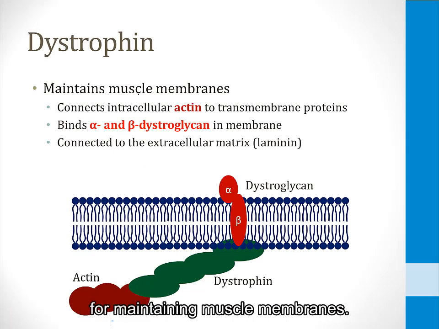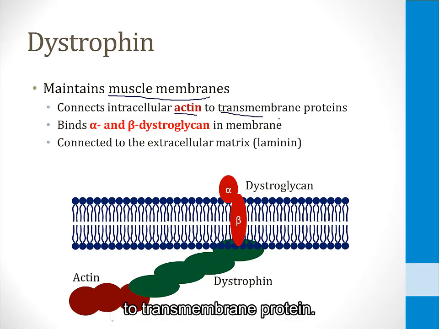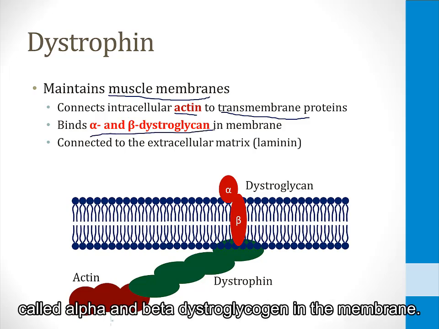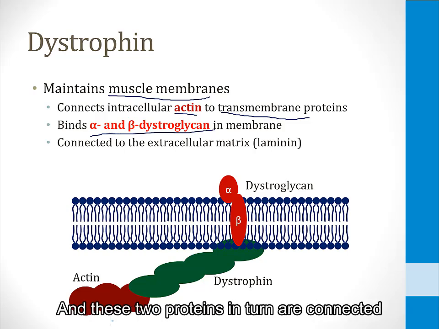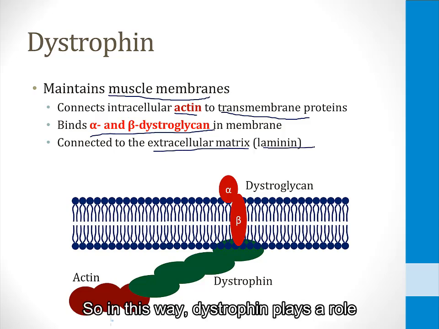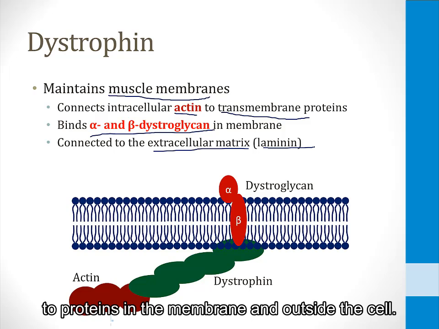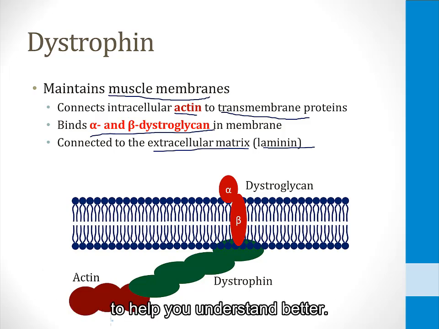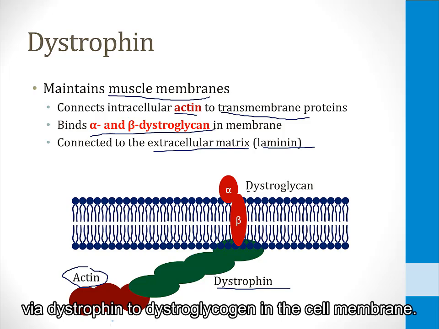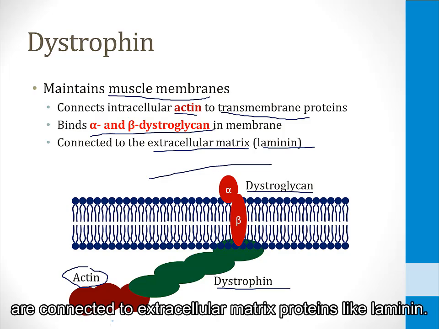Dystrophin is a protein that's important for maintaining muscle membranes. It connects intracellular actin proteins to transmembrane proteins. Specifically, it connects actin to proteins called alpha and beta dystroglycan in the membrane, and these two proteins in turn are connected to the extracellular matrix to a protein called laminin. So in this way, dystrophin plays a role in linking actin inside the muscle cell to proteins in the membrane and outside the cell. And I've drawn a picture of this at the bottom of the screen to help you understand better. We have actin protein, which is connected via dystrophin to dystroglycan in the cell membrane, and in turn alpha and beta dystroglycan are connected to extracellular matrix proteins like laminin.